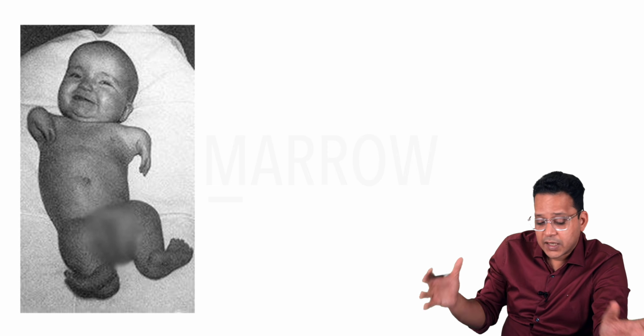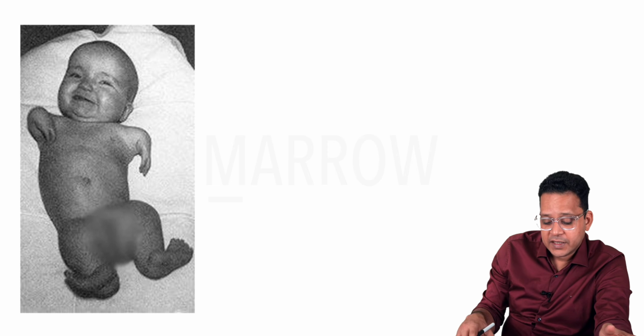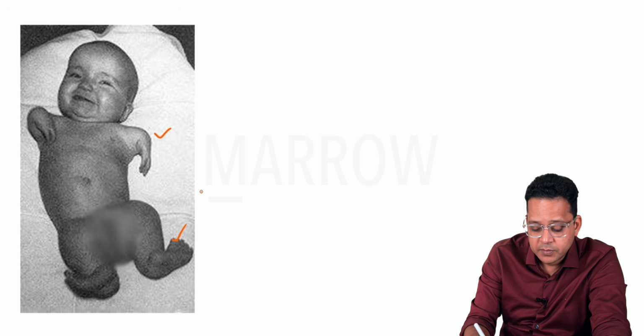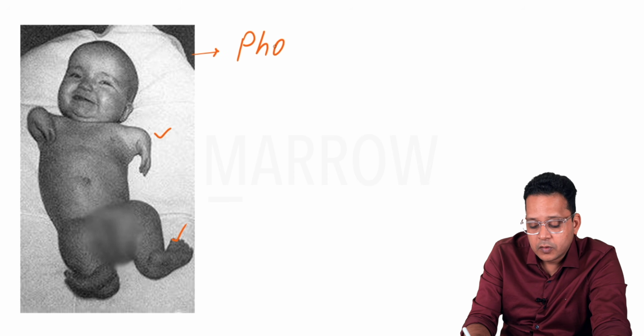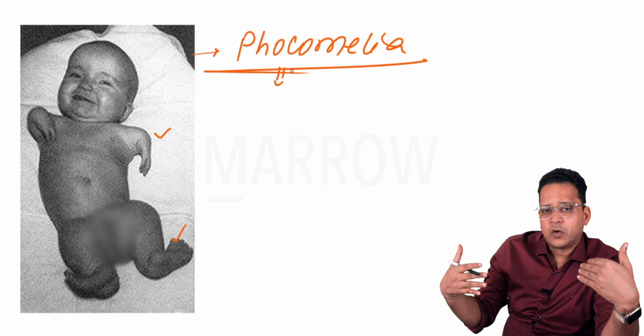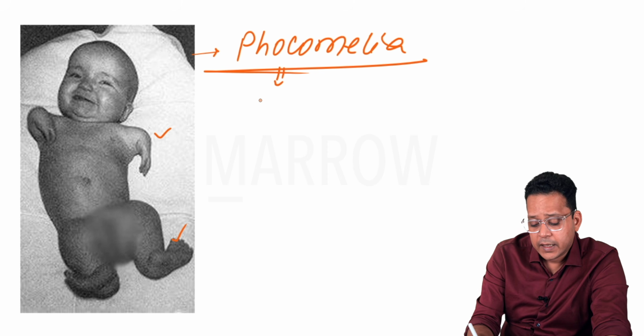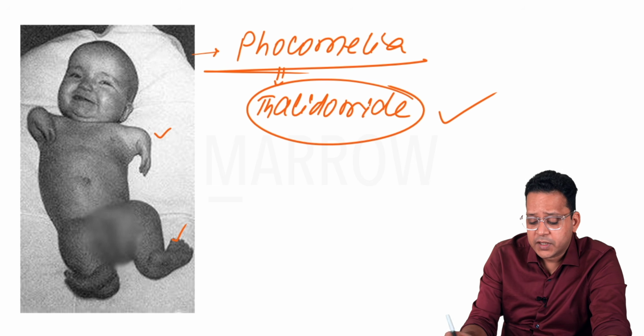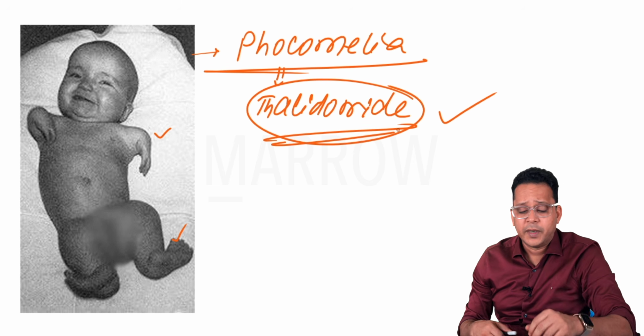All right, and guys, this is the last image for today's session. And you can see this baby, cute baby, but unfortunately, the baby has very small limbs. What is it called? It is called phocomelia. That is limb bud defect formation. They have short limbs, and it is seen with thalidomide. It is seen with thalidomide, and that is why thalidomide was banned.